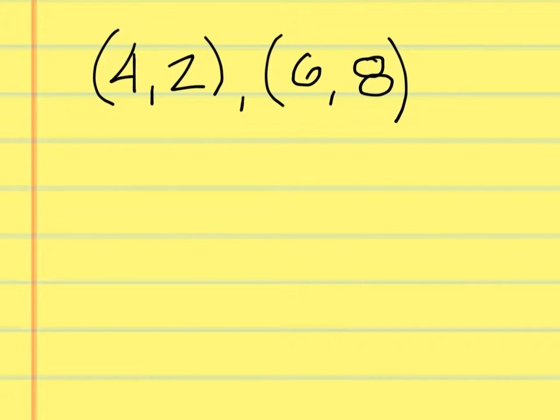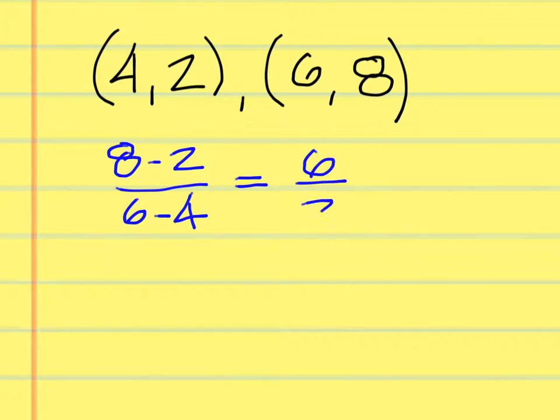Step 1 is you have to find the slope. The slope is 8 minus 2 over 6 minus 4. That'll be 6 over 2, which is 3. Now choose one of those 2 points. It's not going to make a difference. You should still get the same answer. I'll choose 4 and 2.